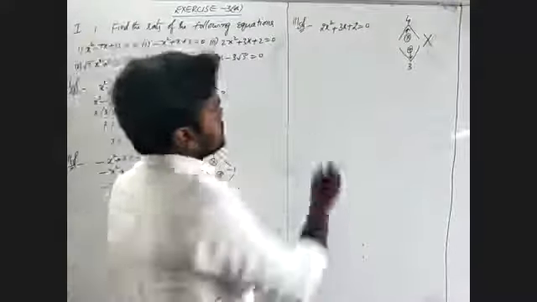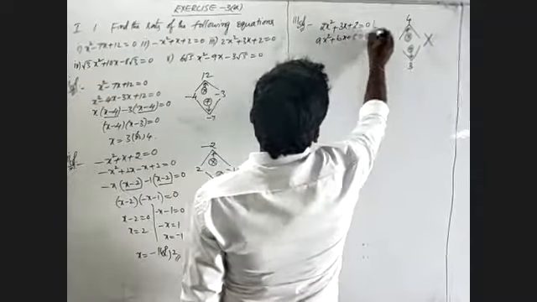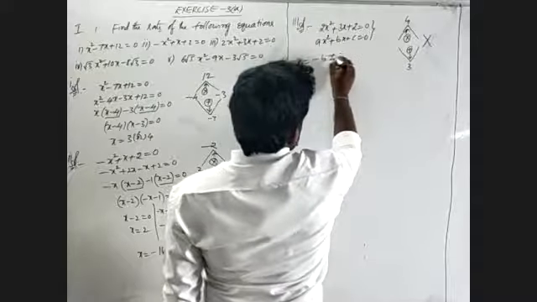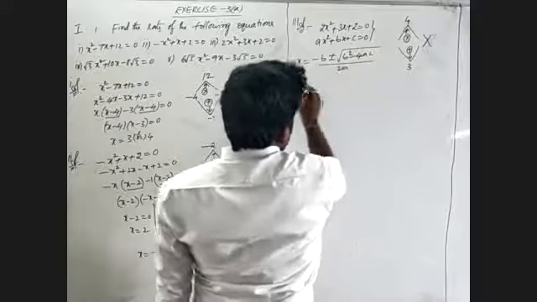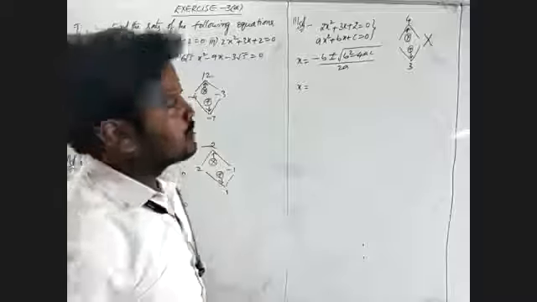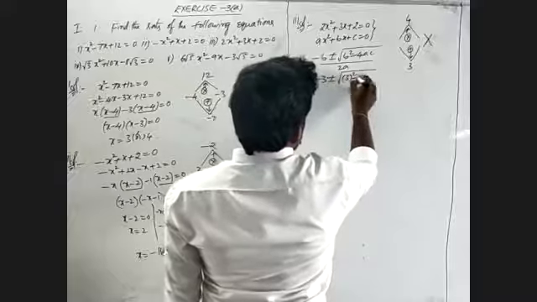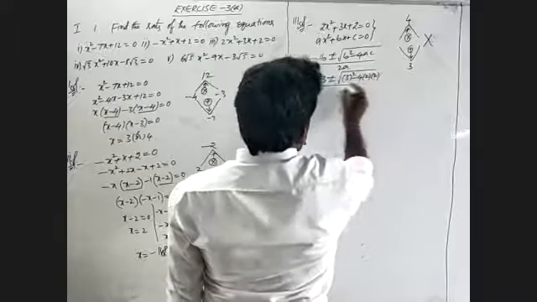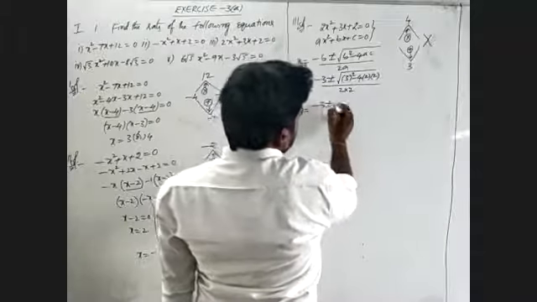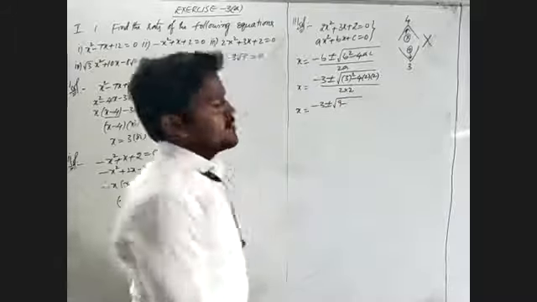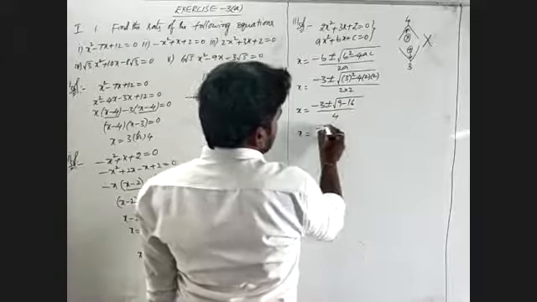Factorization method does not satisfy, which means the given one can be compared with ax square plus bx plus c is equal to 0. I will write x is equal to minus b plus or minus root of b square minus 4ac by 2a. What is the value of b? Here b is minus 3. Minus 3 plus or minus root of 3 square minus 4 into 2 into 2 by 2 into 2. That is x is equal to minus 3 plus or minus root of 9 minus 4 into 2 into 2, 8, 8 twos are 16, by the denominator 4.